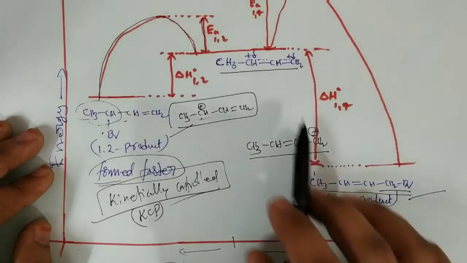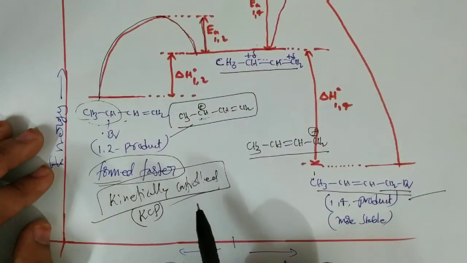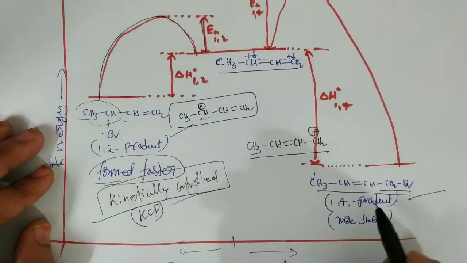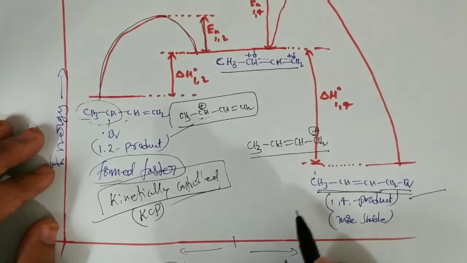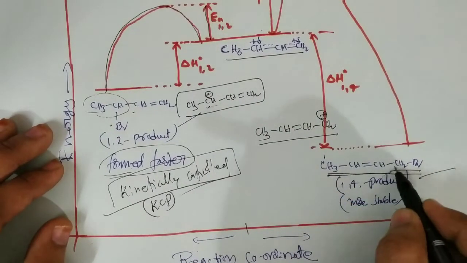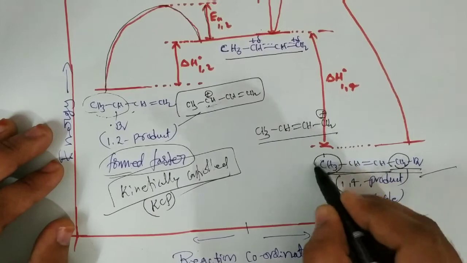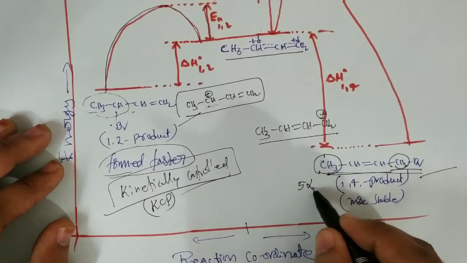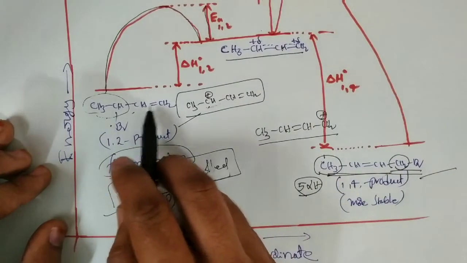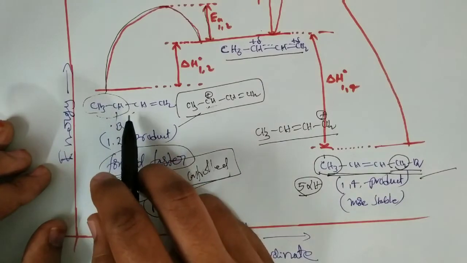Now in this case, the 1,4 addition product requires high temperature, that means higher activation energy, and this 1,4 product is finally more stable. Why? Because in this case here, 2 alpha hydrogens and here 3 alpha hydrogens, so this alkene has 5 alpha hydrogens. But in this case this alkene has 1 alpha hydrogen. It is a less stable product.